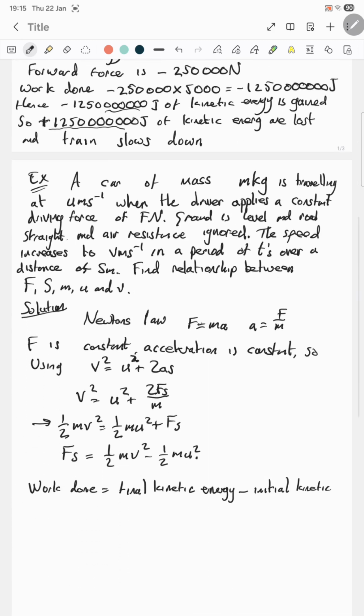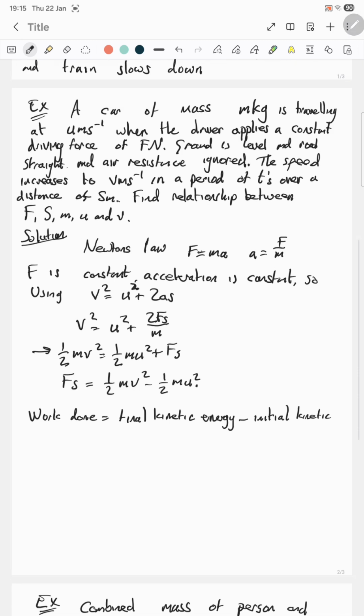Now here's an example of a car of mass m kilograms travelling at u meters per second when the driver applies a constant driving force of F newtons. The ground is level and the road is straight, and air resistance is ignored. The speed increases to v meters per second in a period of t seconds over a distance S meters. Find the relationship between F, S, m, u and v.